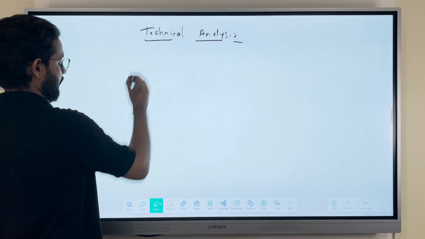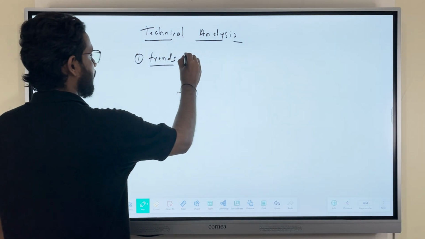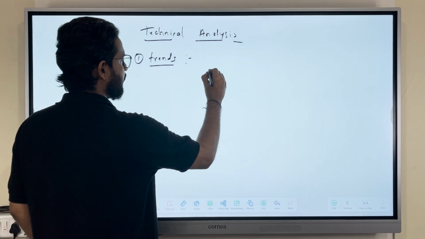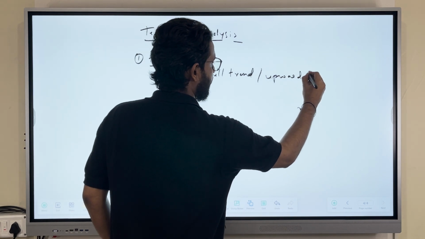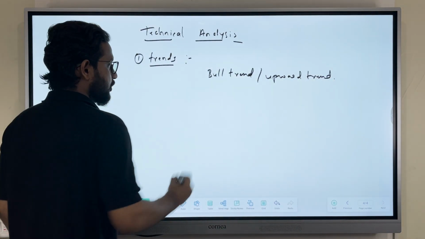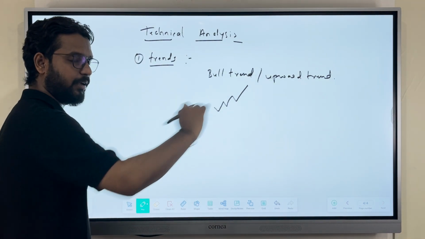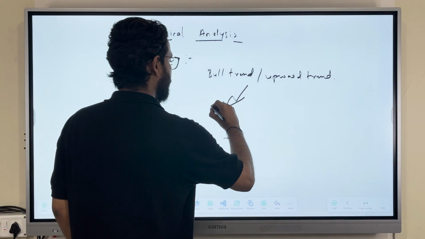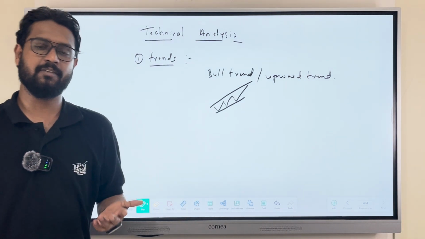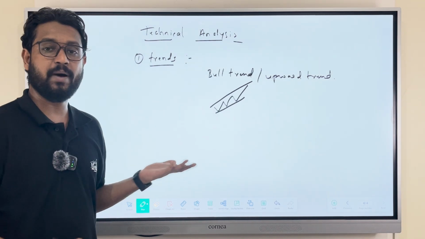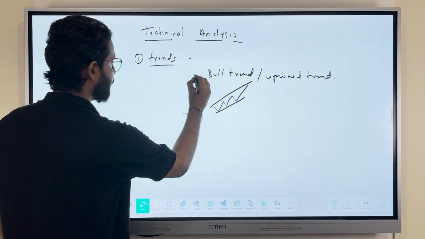Okay, the first one being trends. So there are three types of trends. One is a bull trend or upward trend, right? So for example, if the market is having a consistent growth, then it is called a bull trend. Okay, so you can see the market is going up, so this is called a bull trend. In such a trend, investors or traders opt to buy the stock and keep it for a time till the trend exhausts.